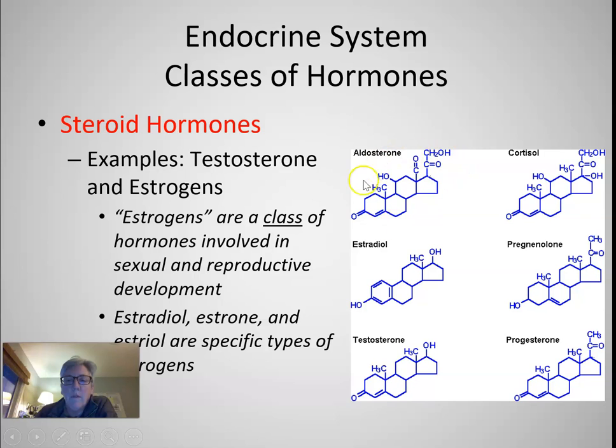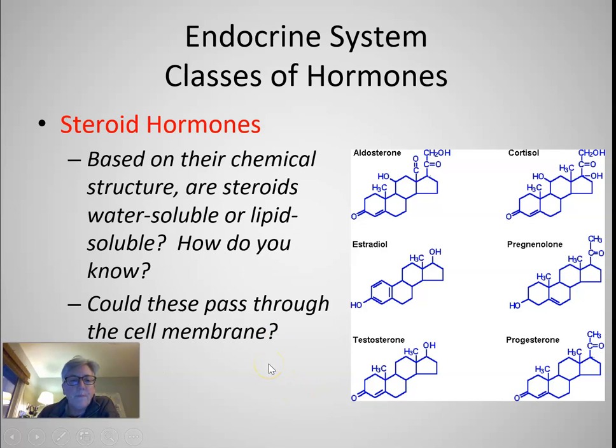Okay, they're a family of lipids. They've got this 4-ring structure that's common to steroid hormones. So you can see we have a lot of different kinds of steroids here: testosterone, estradiol, cortisol, but they all have this 4-ringed structure. Estrogens are a class of hormones involved in sexual and reproductive development, and estradiol, estrone, and estriol are specific types. So these are classes of steroid hormones.